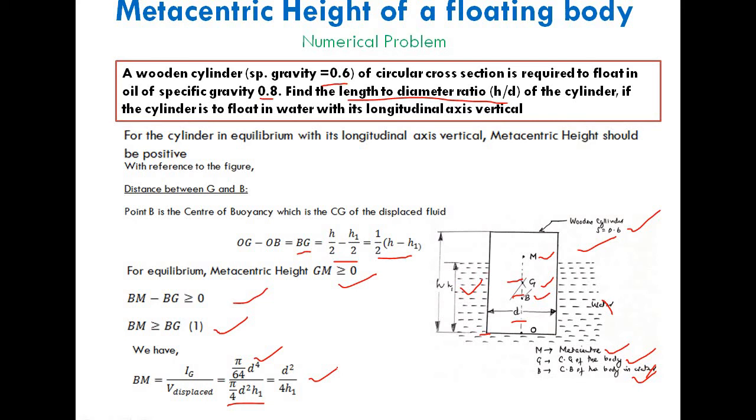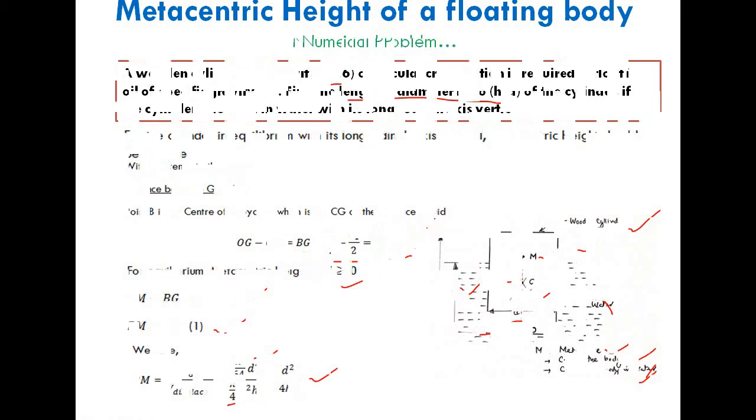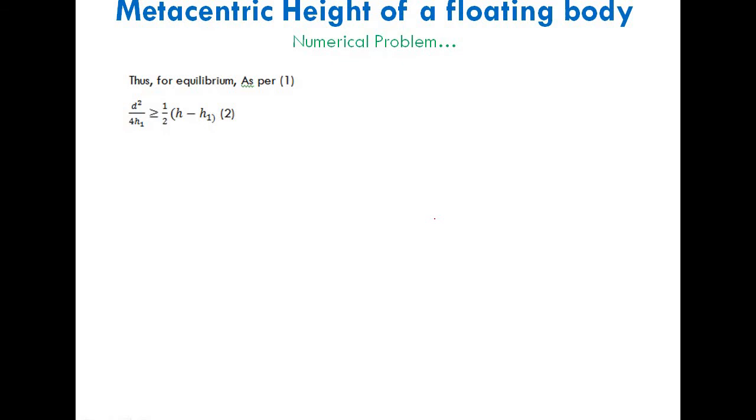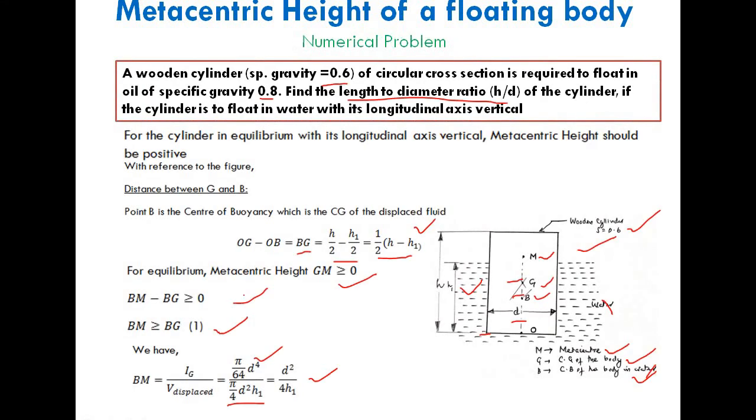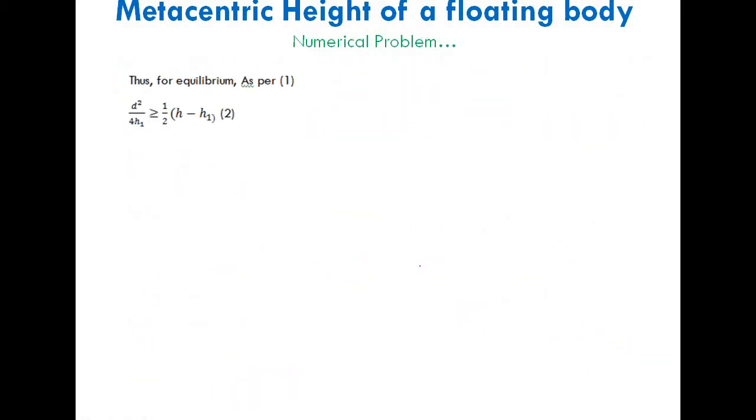So what is BG? BG we have already calculated, 1 by 2 into h minus h1. As per equation 1, BM should be greater than BG. So d square by 4h1 should be greater than 1 by 2 into h minus h1. That is written over here: d square by 4h1 should be greater than or equal to 1 by 2 into h minus h1. That is equation number 2.